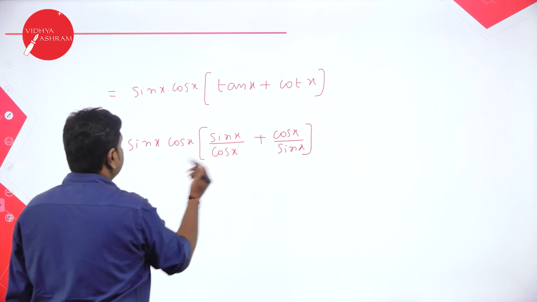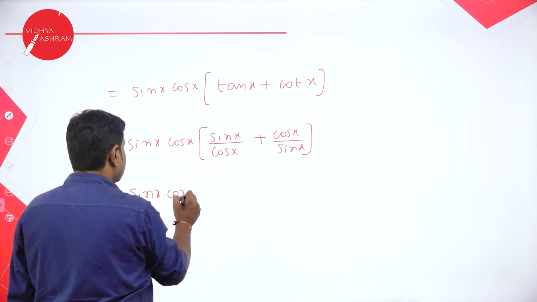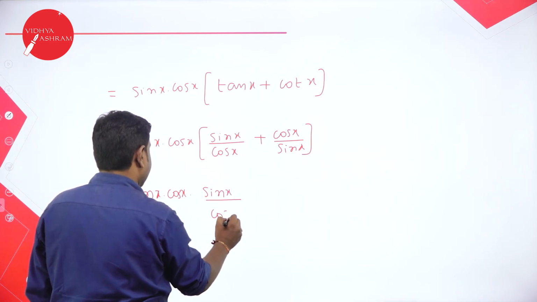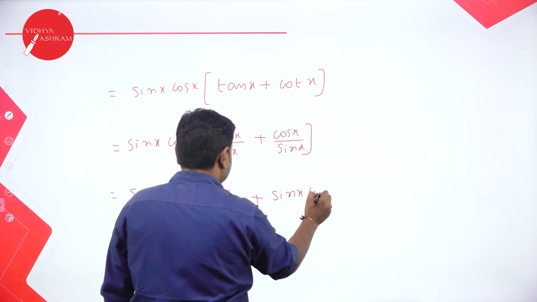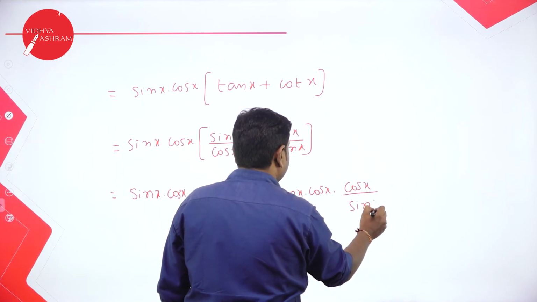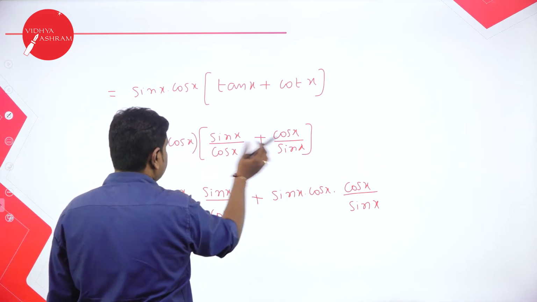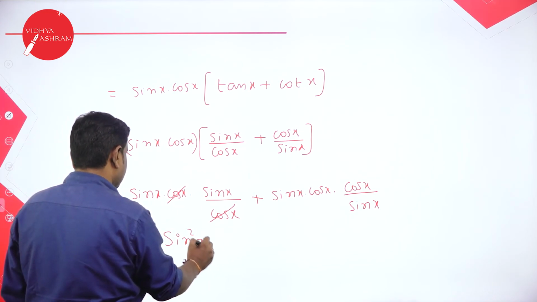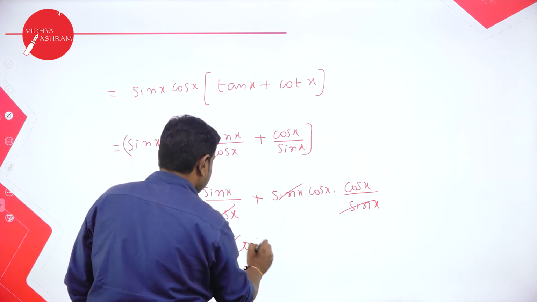Now take this term inside. If I take it inside, it will get sin x cos x into sin x by cos x, plus take this term, multiply this, so sin x cos x into cos x by sin x. I'm multiplying this term outside. So this into the first term, plus is there, put plus this into the second term. Now further cos x cancel, sin x into sin x is sin square x, plus sin x cancels, cos x into cos x is cos square x.